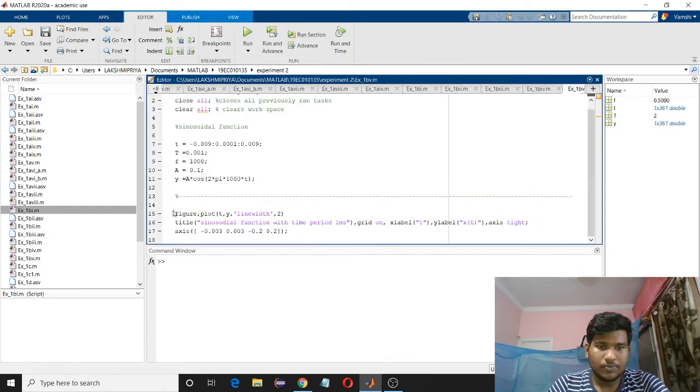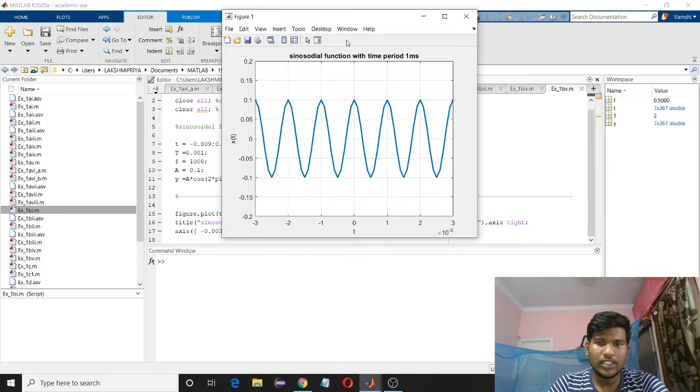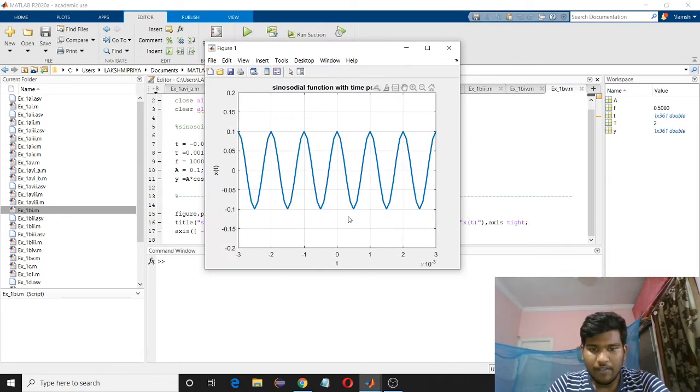Next we are plotting a sinusoidal function with a time period of 1 millisecond, y equal to A cos 2 pi 1000 t, frequency is 1000. So this is the graph that we are getting with a time period of 1 millisecond.